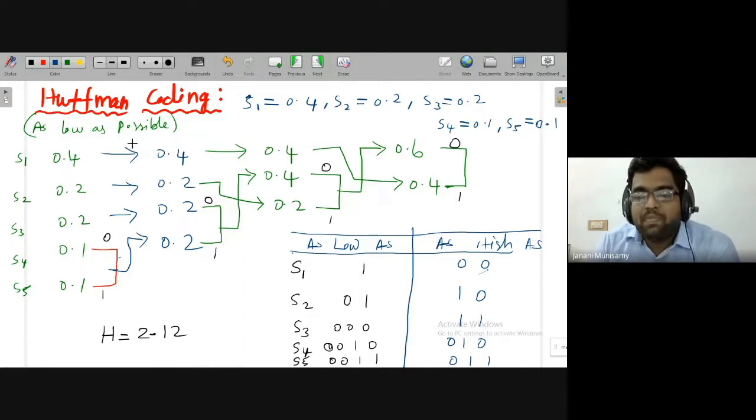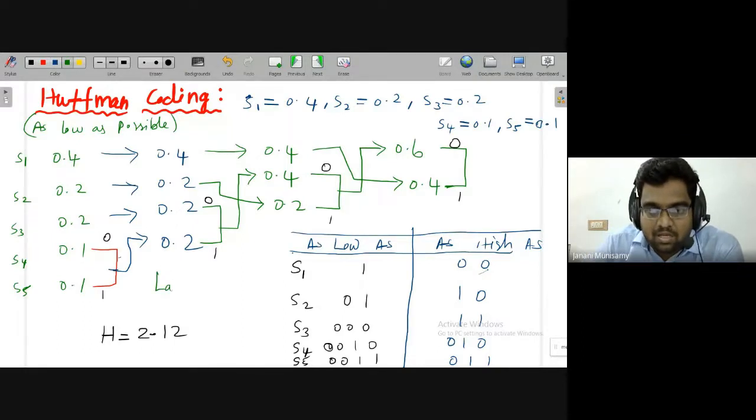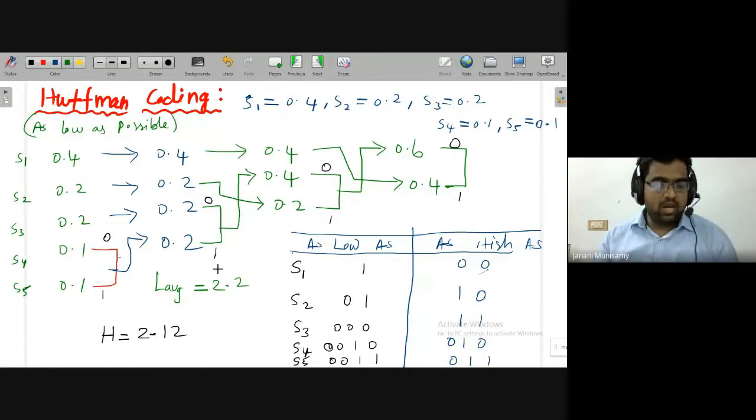Whether you use as low as possible or as high as possible, for each and every symbol, the number of bits may be different. The length of the bits for each and every symbol may be different for the different method, but the final average length is same for both the methods. Average length is same. So L average is same, that I have already written, that is 2.2. Again, you can easily calculate here. You know the probabilities, you know the length. Bits are already given, you know the length, just apply the formula. So you can calculate L average.